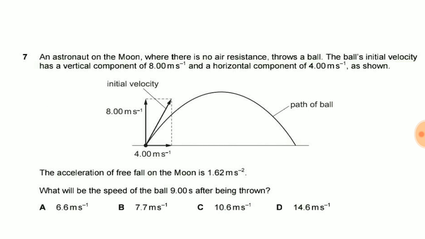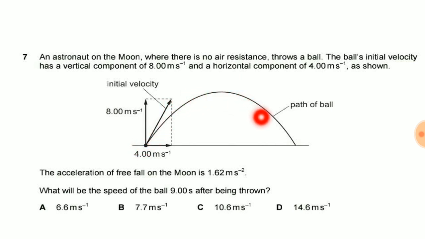Now let us see question number 7. In this question, the astronaut is on the moon, so it is an experiment on the moon with no air resistance. So this is also a case of projectile, and its initial velocity has two components. This is the initial velocity towards the y-axis, which is called vertical velocity, and this is the initial velocity towards the x-axis, which is called horizontal velocity. And the acceleration of free fall is 1.6 meter per second squared.